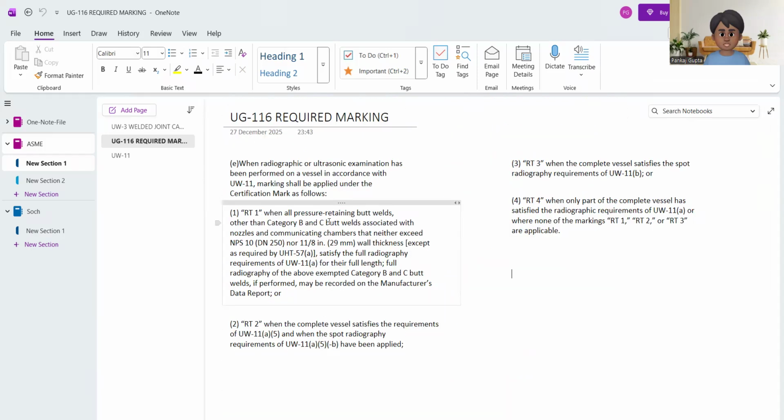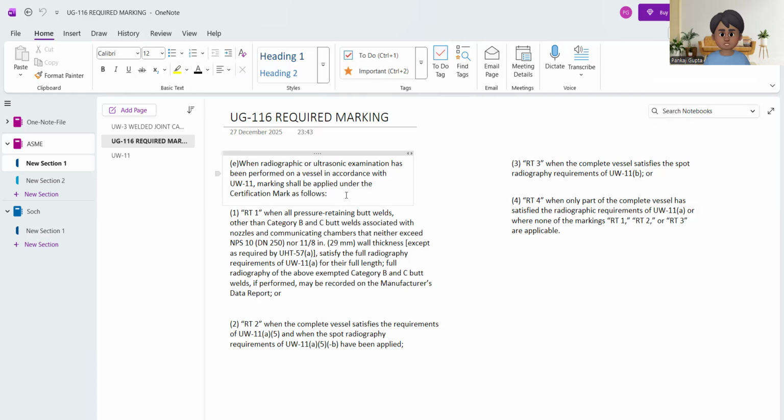What it is exactly, we're going to cover here. I hope everyone knows, but those who don't know, stay tuned. So, as per UG 116 required marking, we'll go directly to the point by reading the points. First, when radiography or ultrasonic examination has been performed on the vessel in accordance with UW11, marking shall be applied under the certification mark as follows.